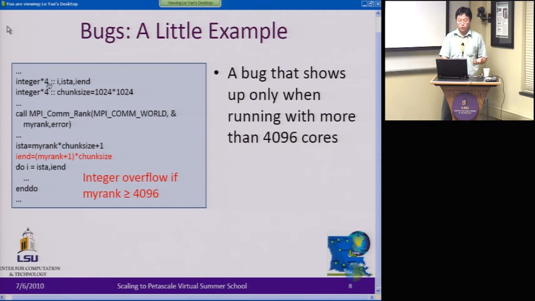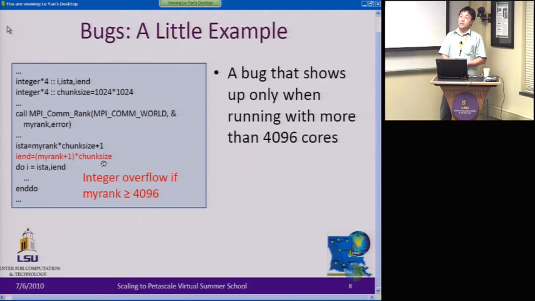If you're not familiar with Fortran, integer 4 is a 32-bit integer. Because the values of IST and IN depend on the value of my rank, if you have a core count larger than 4096 and you multiply my rank plus 1 times chunk size, this is larger than what a 4-byte integer can hold. So actually you have an integer overflow here.